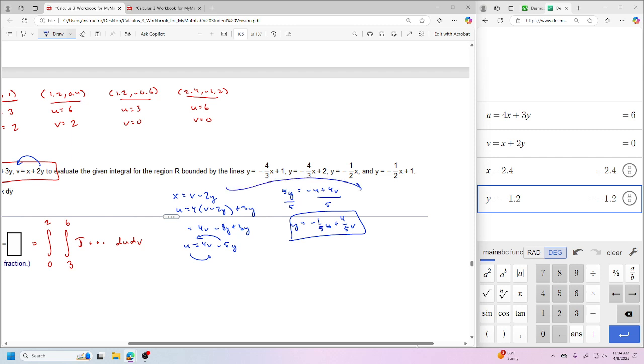Plugging this in now over here. This should have been a u. Negative 3/5, I believe. I want to make sure that y'all are getting the same thing as me.